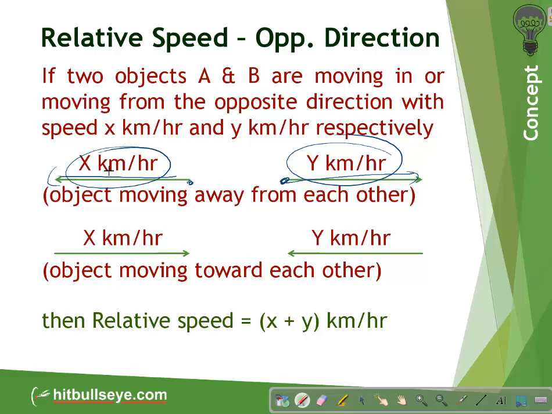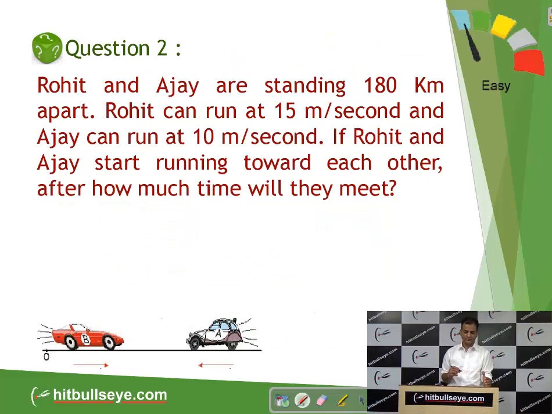And in second case, both the objects x and y are moving toward each other. We can see the sign of arrow. Then relative speed will be equal to x plus y kilometer per hour. You can understand, student, if both the objects are moving away in an opposite direction, always relative speed will be the addition of both the speeds. Now just do this concept with the help of question.